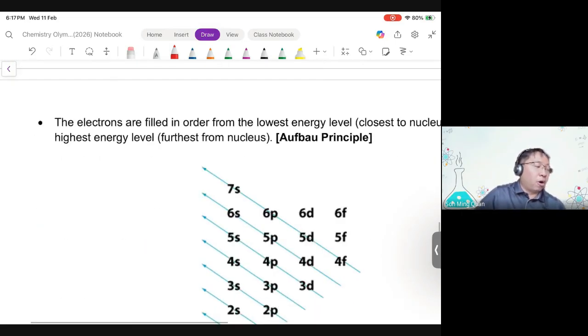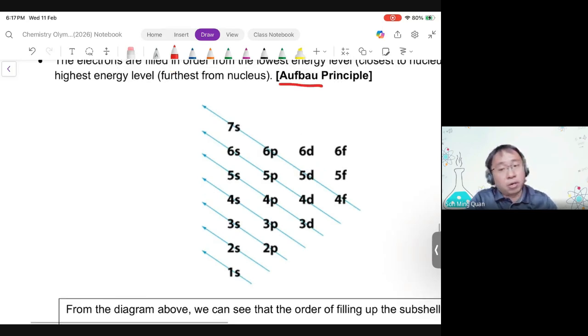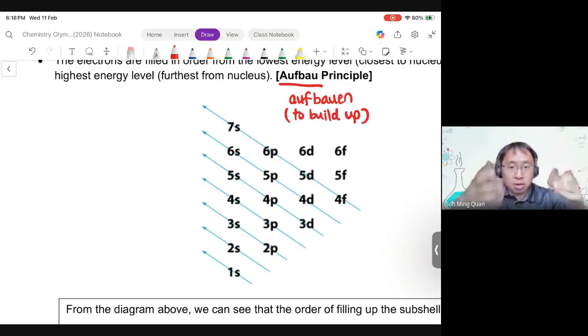That has to do with the ordering of the subshells. In what order do you fill the subshells? And this is called the Aufbau principle. Aufbau is a German word. The German word is aufbauen. Aufbauen is the German verb, to build up. Bauen is to build. Auf is up in German. So aufbauen is to build up. We are building up the atom subshell by subshell. Okay?